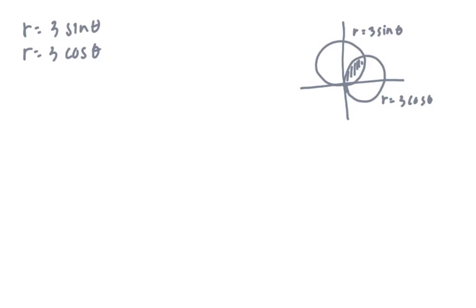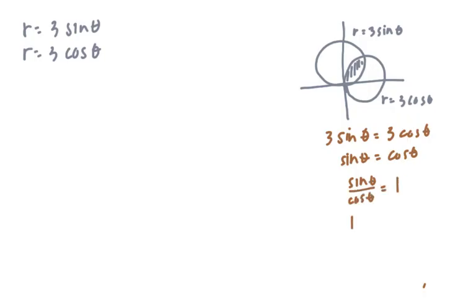And in order to find the point of intersection, we set them equal to each other. So we're going to say 3 sine theta equals 3 cosine theta. So if we divide by 3, we find that sine of theta equals cosine of theta. We know this happens at pi over 4. So if you know that, you could stop here. We could say sine theta over cosine theta equals 1, tangent theta equals 1, theta equals pi over 4. So we know that it's true at pi over 4.